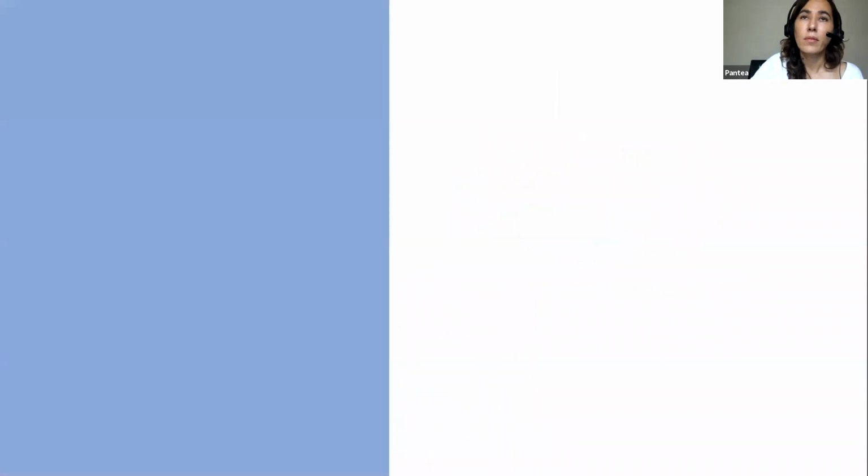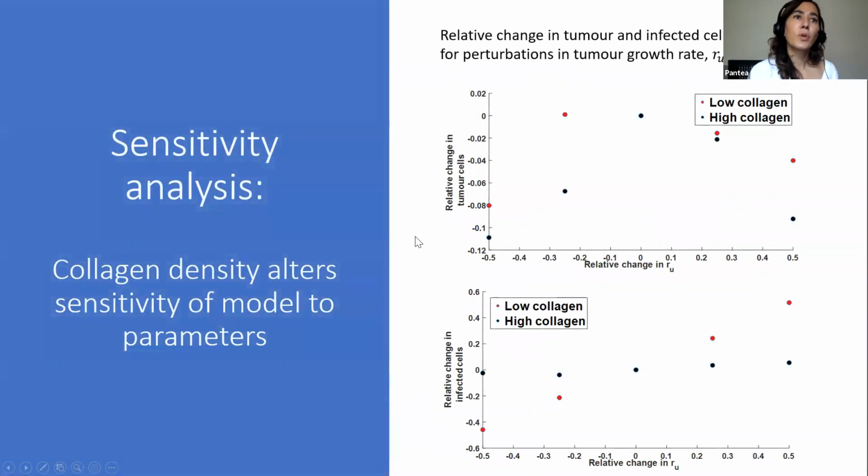Okay, what do I have left to show you? This is probably the most recent work that I've done on this, and I have to dig a little bit deeper here, but I really wanted to put this in and show you. I did a sensitivity analysis with all the parameters, and I've just grabbed a couple of them to show you. I wanted to see whether collagen density alters the sensitivity of the model to parameters. And in fact, it does. Of course, not in every parameter, but I want to show you a couple here.